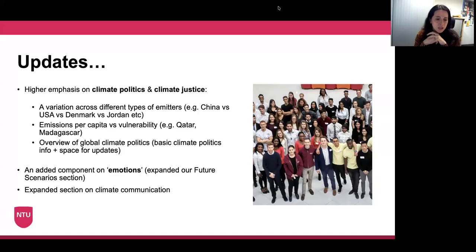We also expanded the section on climate communication to reflect that, again, in countries that we are working with, there are still high levels of skepticism and low levels of climate awareness. So how do you talk about climate change, a complicated topic? How do you talk about it in complicated contexts?